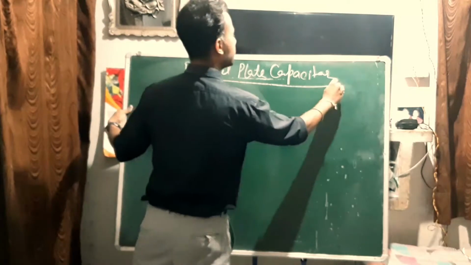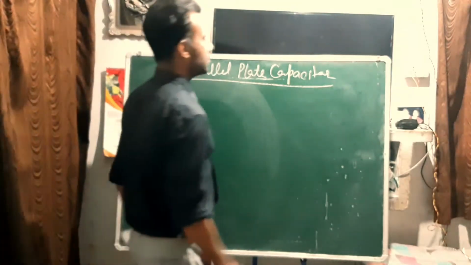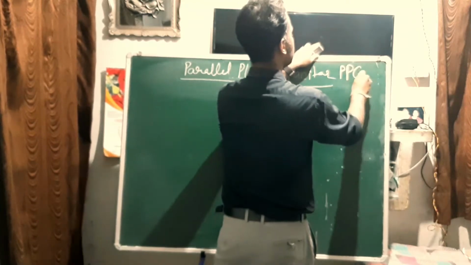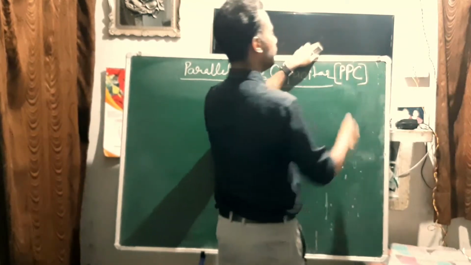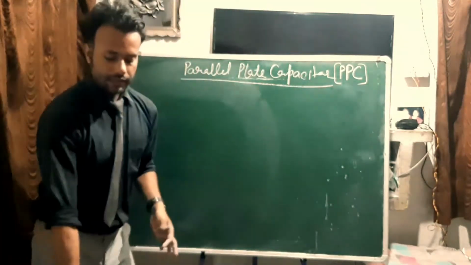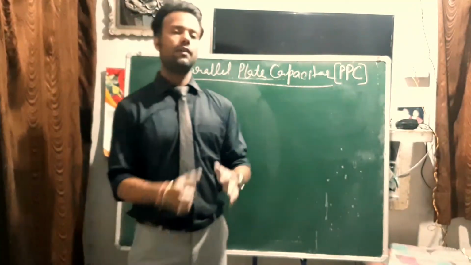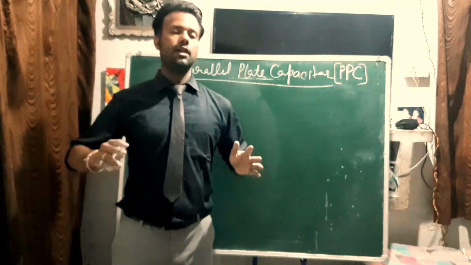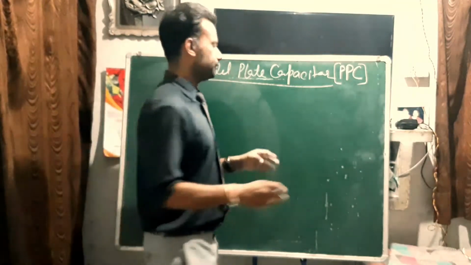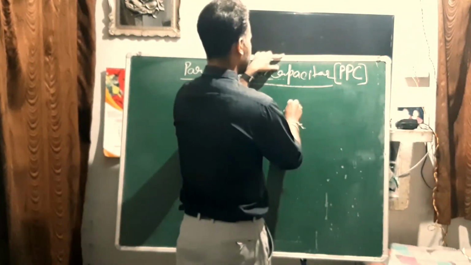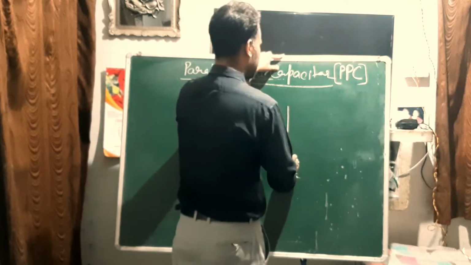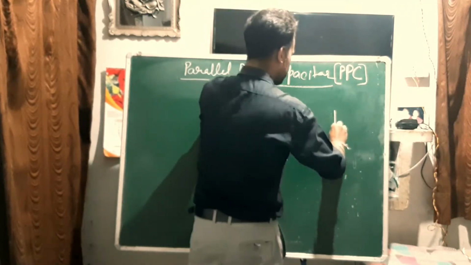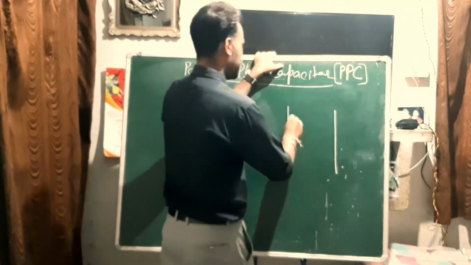Parallel plate capacitor, in short, sometimes we write as PPC. As the name implies, a parallel plate capacitor has two plates which are parallel to each other, and they are placed very close to each other. So suppose these are two plates, right?